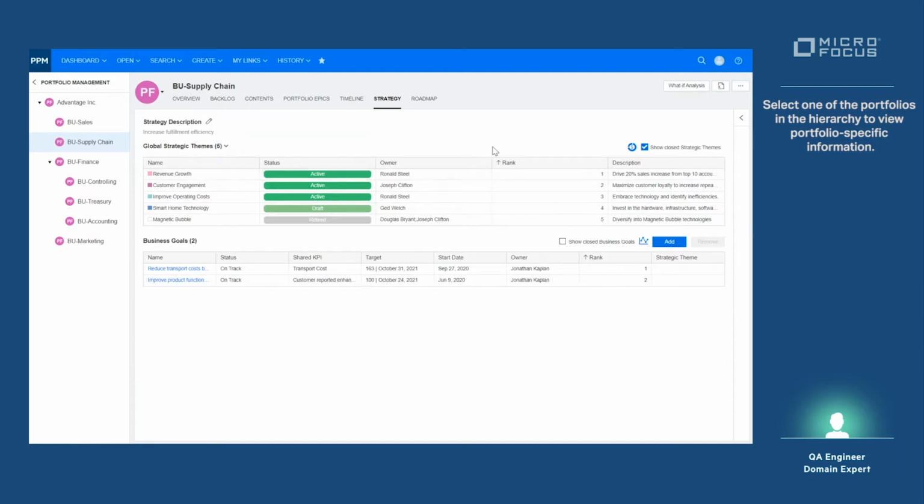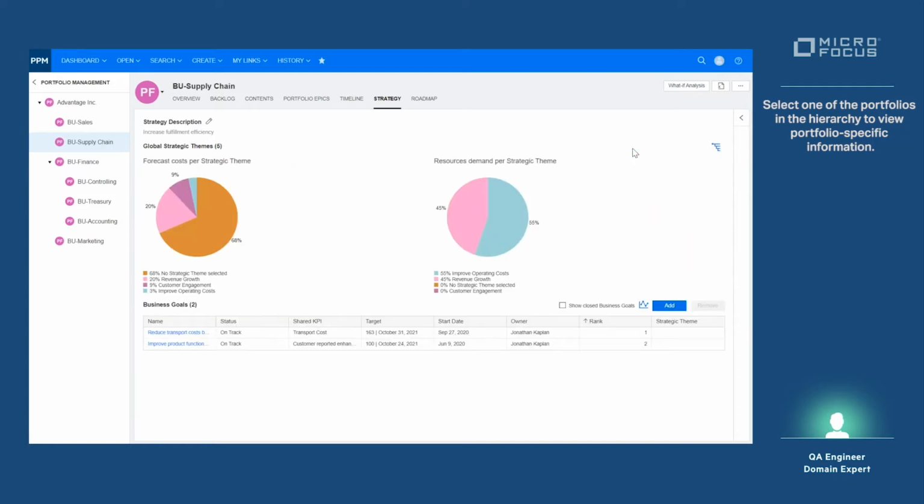In this case, global strategic themes, or investment buckets as they're often called, which I've viewed in pie chart graphical form here so that you can see quite easily where I'm investing and spending my resources, where I'm investing my monies into the different strategic themes.